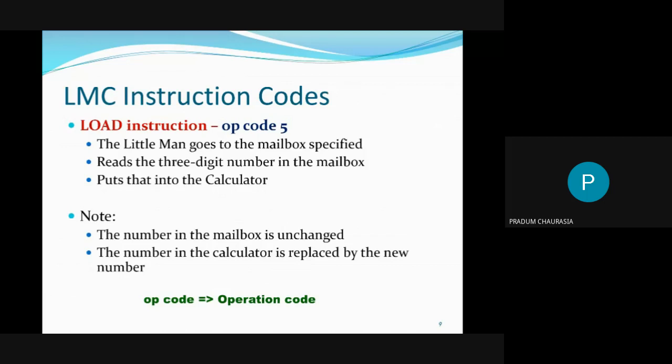Right. So the main important thing is the number is not changed in the memory. So we should use non-destructive reading. When we read something from memory, it should not get destroyed. The charge should remain. So it is a non-destructive read. The number in the mailbox is unchanged, right? And the existing number in the calculator screen is overwritten and replaced by the new number from the location accessed, right?